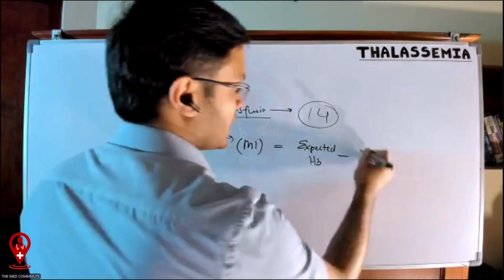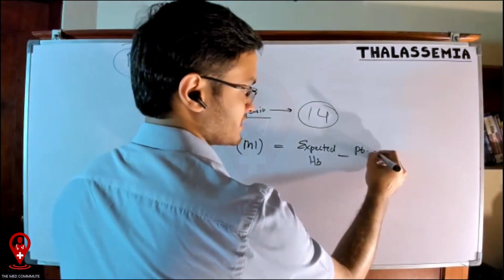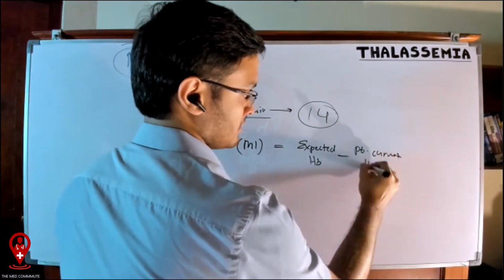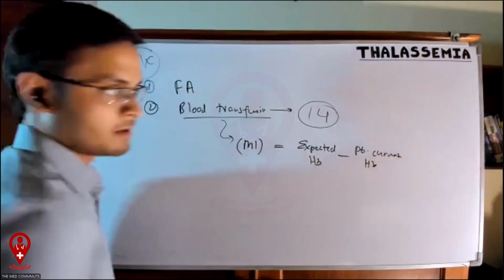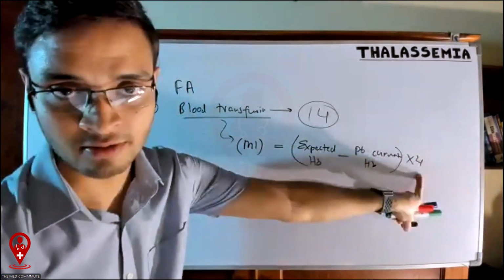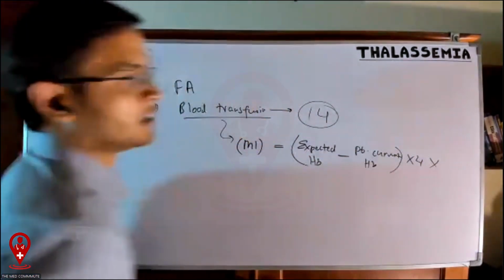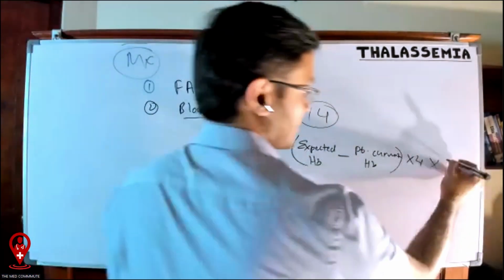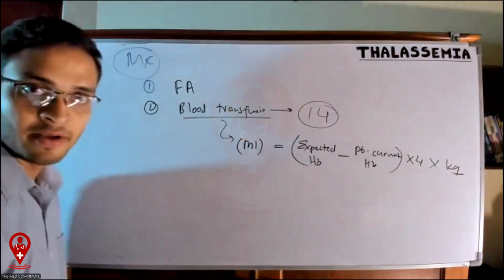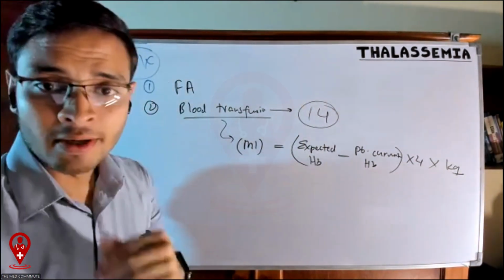Expected hemoglobin minus the patient's current hemoglobin when the patient is presenting to us, into 4. This 4 is a constant, into the child's body weight in kilograms. This is how we calculate it. Look at this, guys.